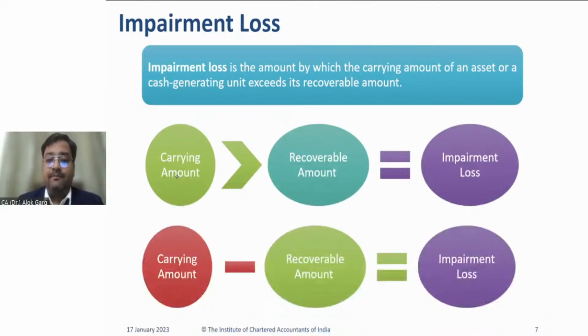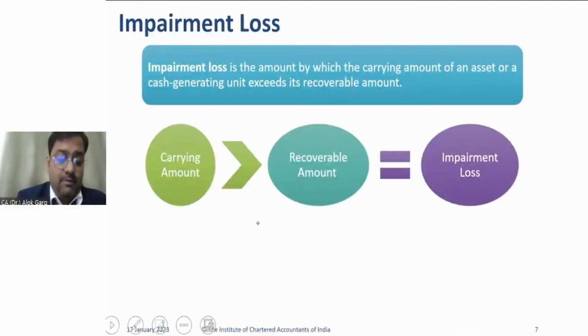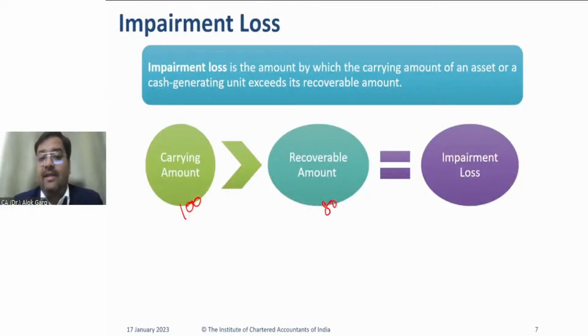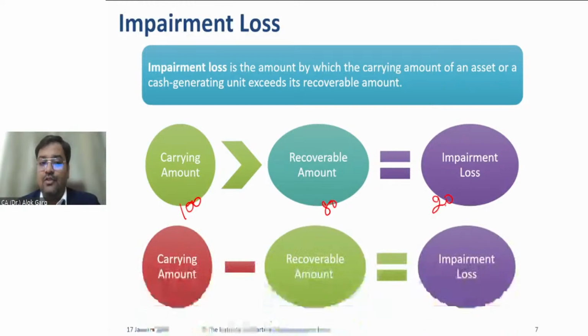For example, the carrying amount is, let's say, 100 rupees, but the recoverable amount is 80 rupees. So in that case, carrying amount is higher than recoverable amount. So what we need to do? We need to reduce the carrying amount to the recoverable amount. So we need to recognize the impairment loss of 20 rupees, right? So carrying amount minus recoverable amount is equal to impairment loss in this case.